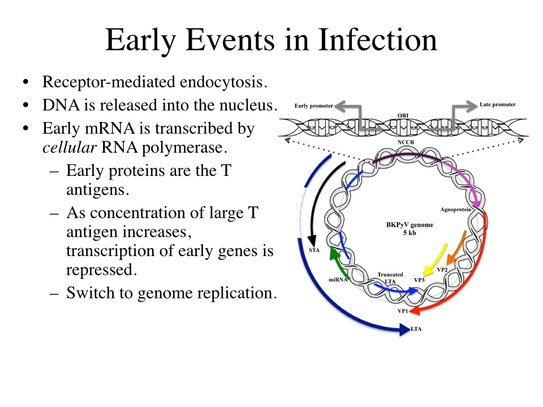So again, you have the virus being brought in through receptor-mediated endocytosis. The DNA is released into the nucleus of the host cell. Early messenger RNA is transcribed by a cellular RNA polymerase 2, and the T antigens, the early proteins, are translated. As concentration of large T antigen increases, the transcription of early genes is repressed, and you get a switch to genome replication.